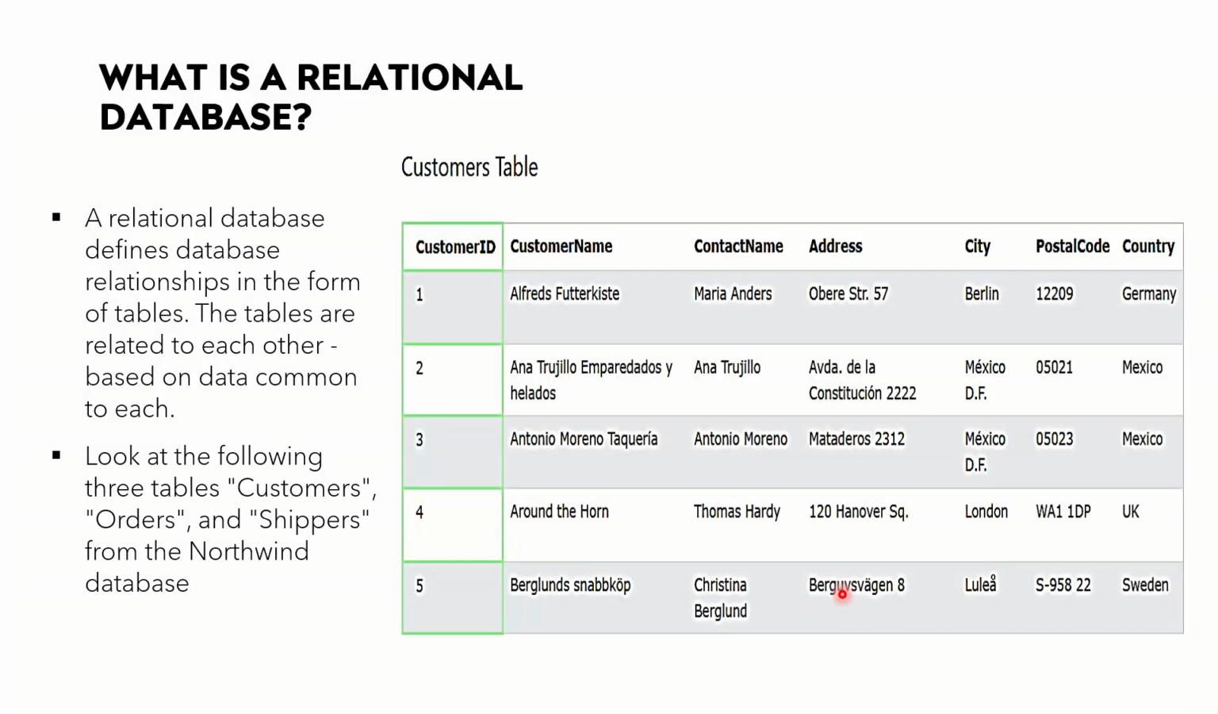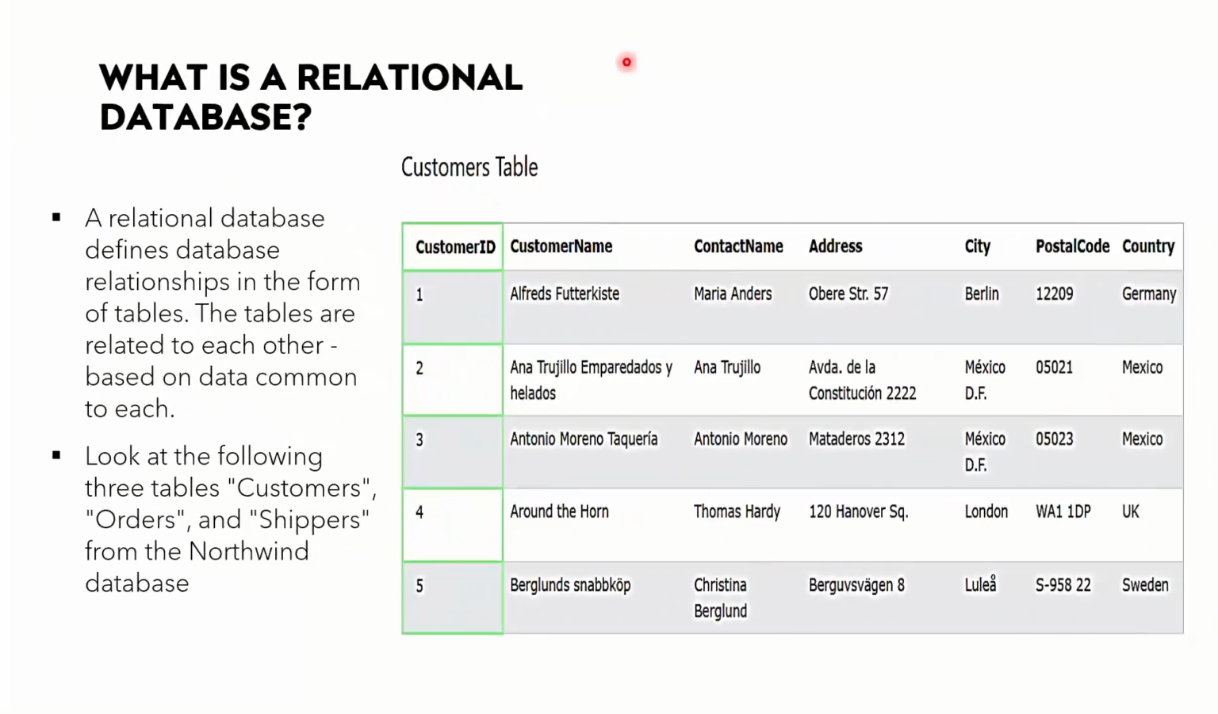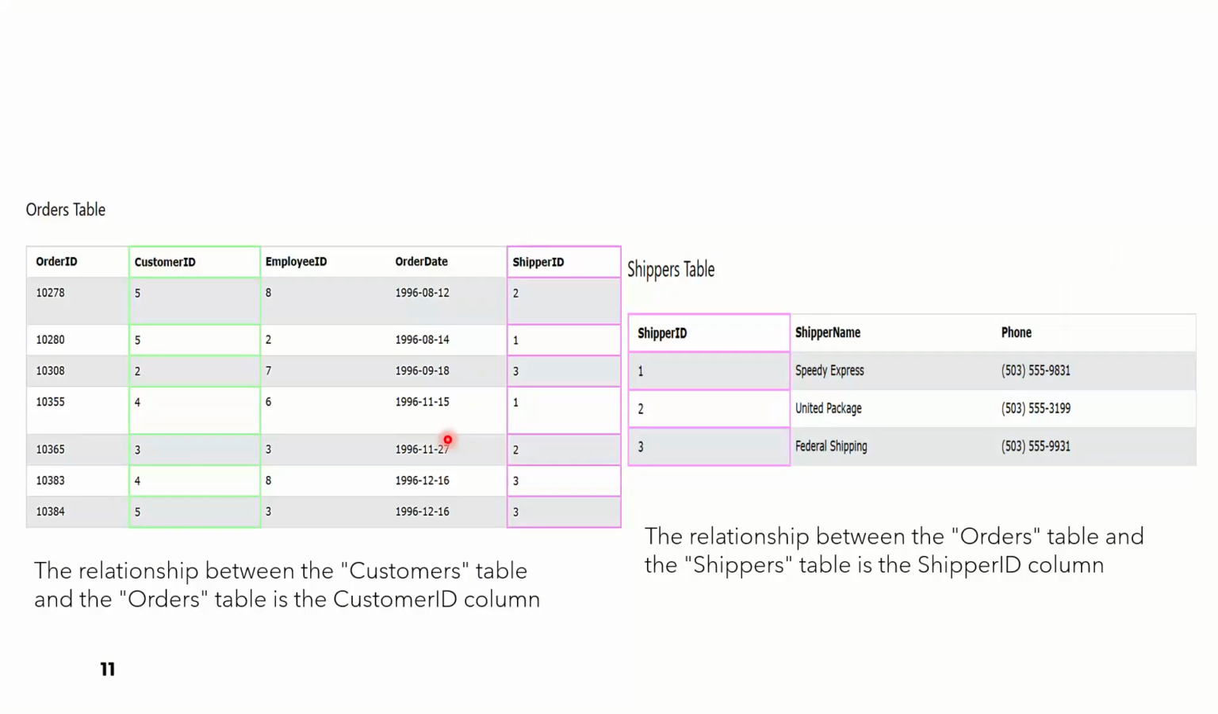Here you can see this is a customers table. For the customers table, this green line we have assigned as the primary key. If you look into the next table, we are assigning it for the other table. The relationship between the customers table and the orders table is the customer ID column. Here we are assigning a foreign key. In the customers table it is a primary key, the first column was the primary key. When it comes to the orders table, it will be a foreign key.